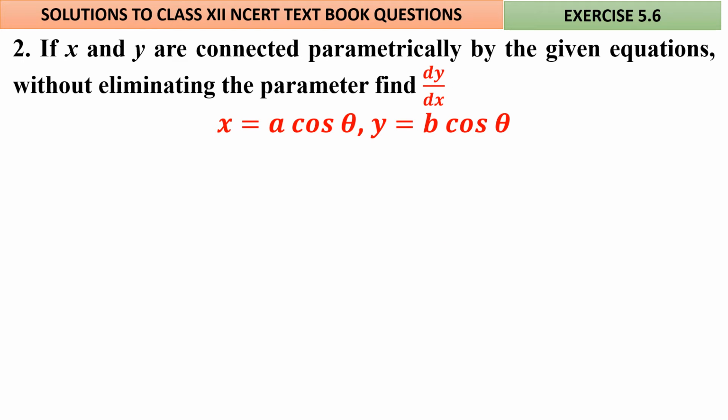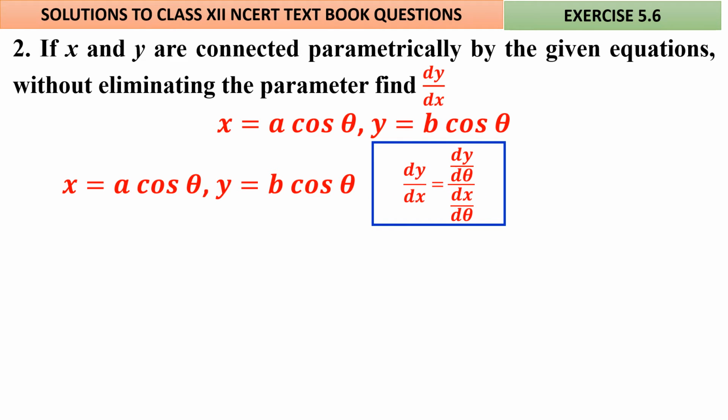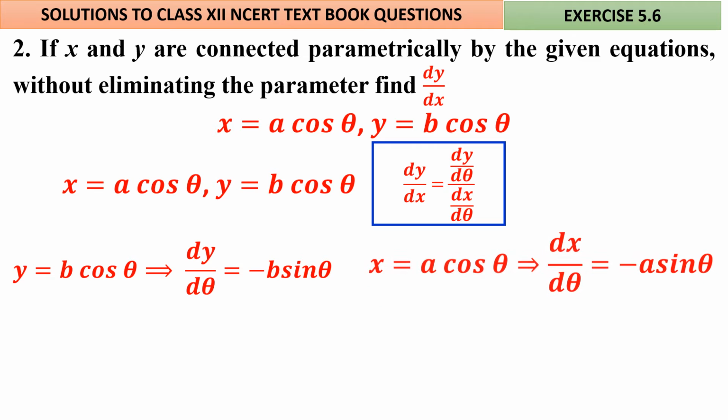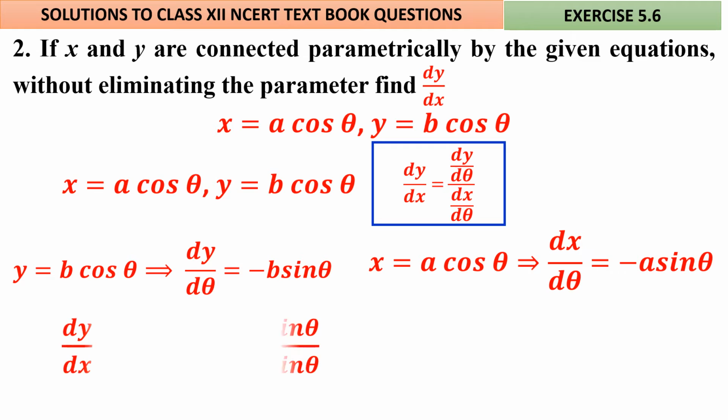Question number 2. If x and y are connected, again by the equation, x is equal to a cos theta, y is equal to b sin theta. Therefore, dy by dx is dy by d theta upon dx by d theta. For y is equal to b sin theta, dy by d theta is b cos theta. And for x, cos theta differentiation is minus sin theta. Therefore, dx by d theta is minus a sin theta.